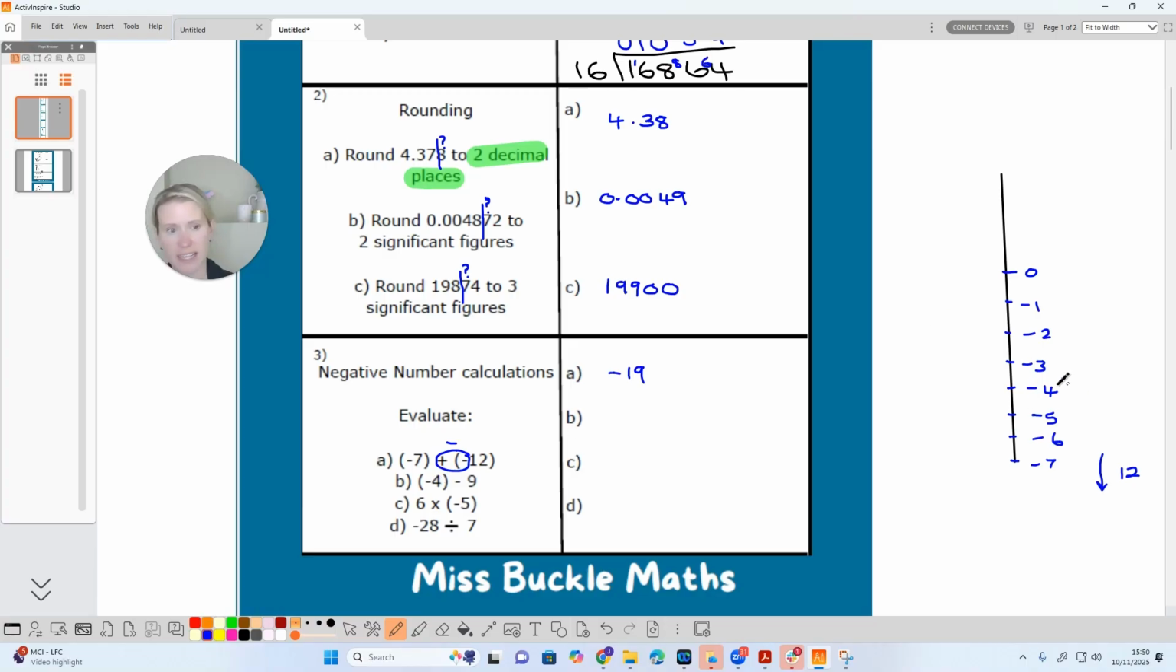-4, so we're starting at -4 and we're subtracting, so we're going down another 9. -4 subtract 9 is going to take you to -13.